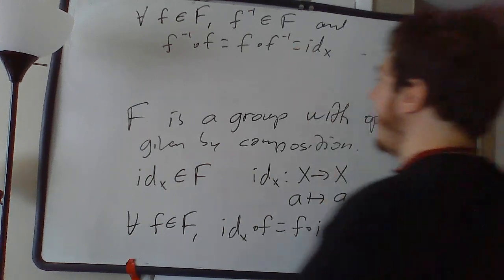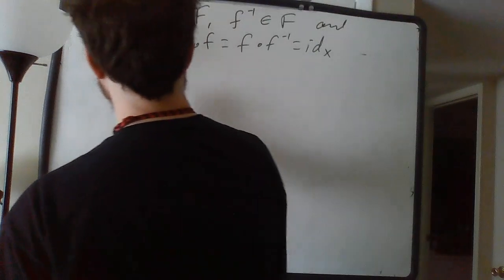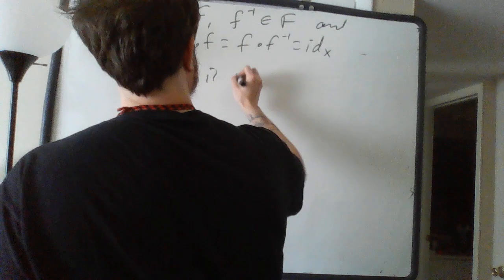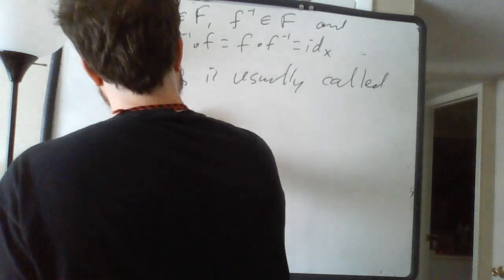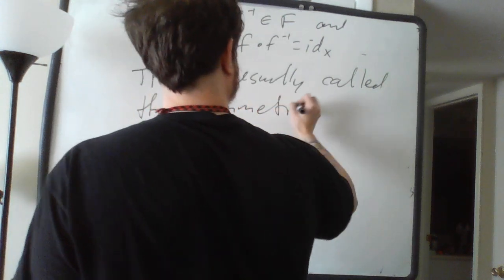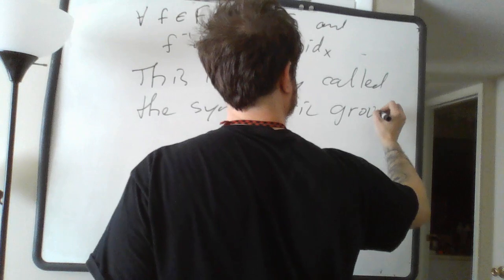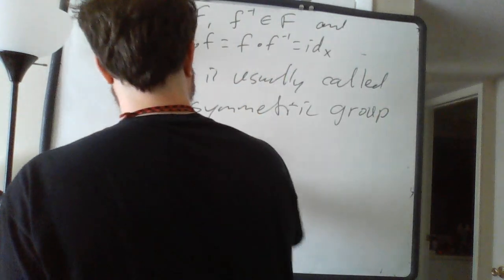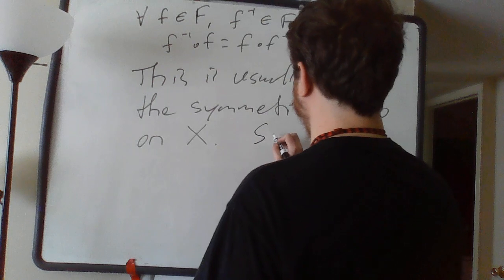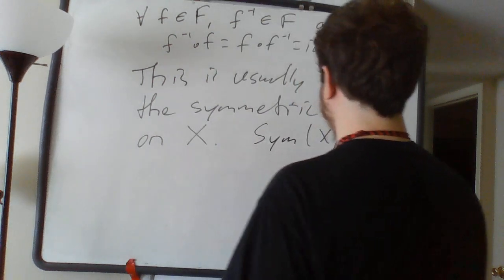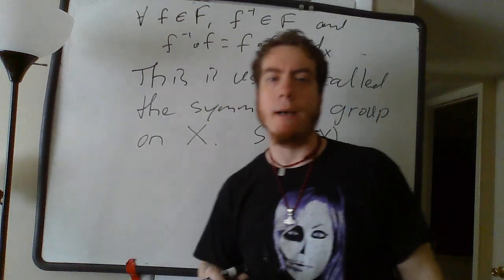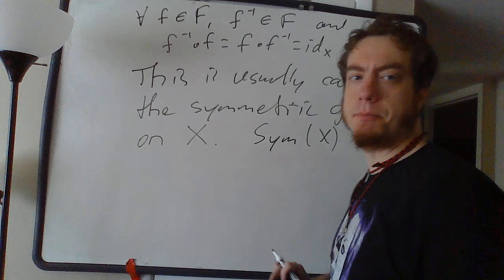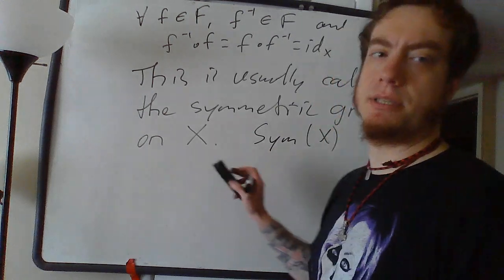By the way, this set F with operation given by composition, this is usually called the symmetric group on X, and you might see it written as symmetric group on X, or you might see some other notations. Again, I am not an algebraist, so I don't really need to deal with this stuff too much. I'm sure algebraists have a ton of their own clever notations for these things.